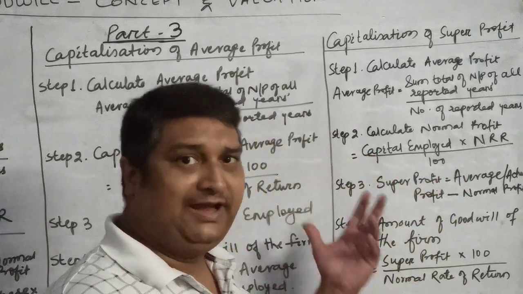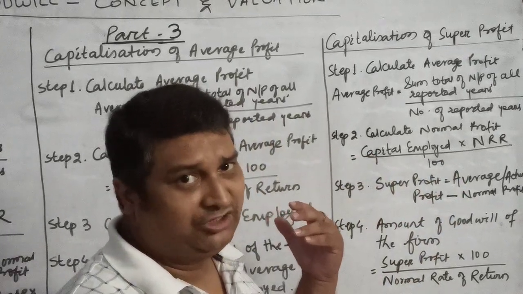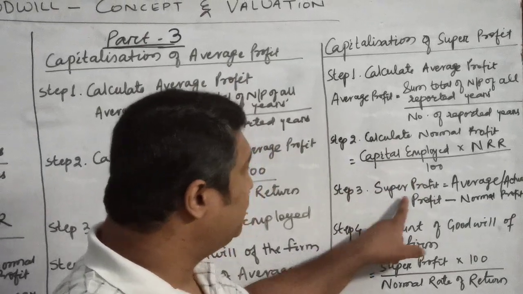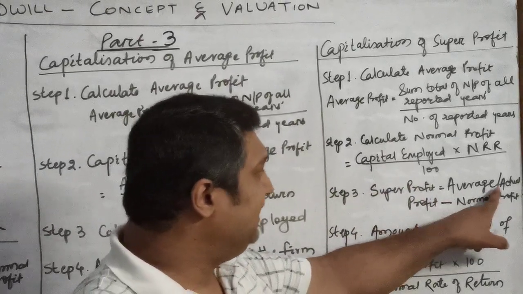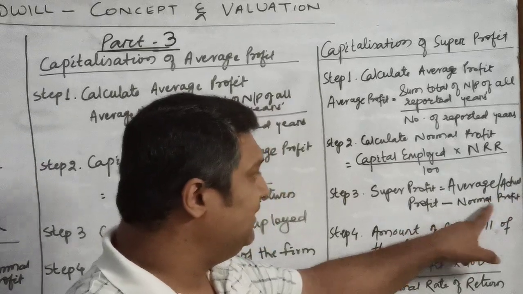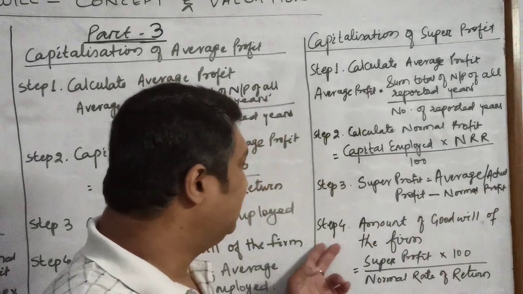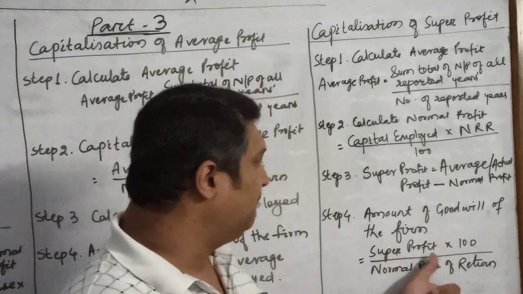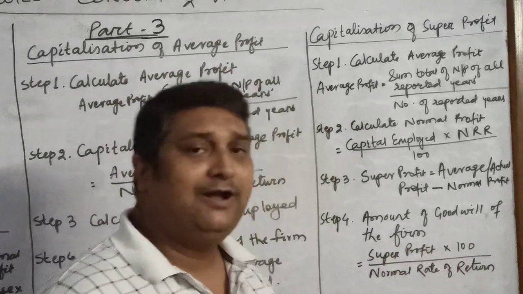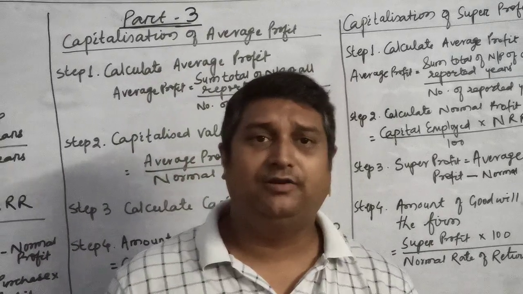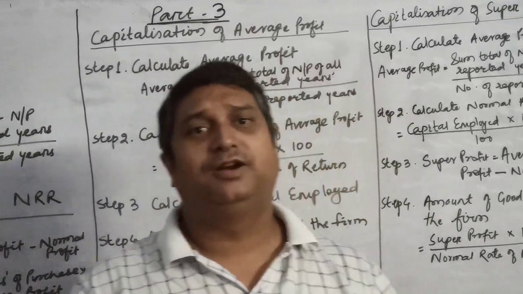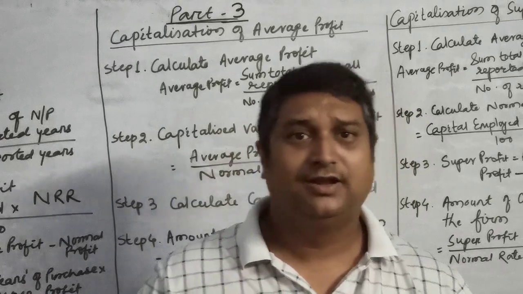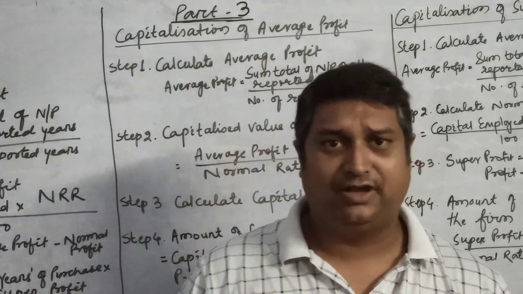Capital employed, once again, you can use those three formulas to calculate capital employed. Third step is to calculate super profit, that is average or actual profit minus normal profit. And fourth step is the amount of goodwill of the firm by using the formula super profit into 100 by normal rate of return. Now children, these all three methods will be used with the help of a question, and see how to calculate goodwill by using all these three methods.